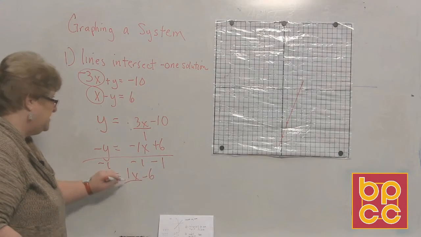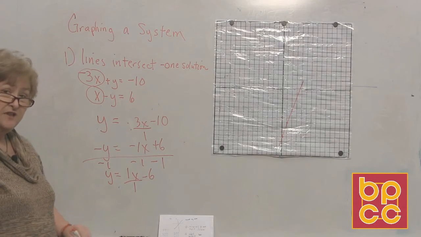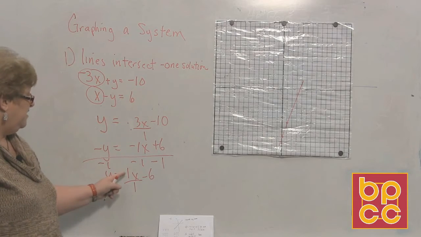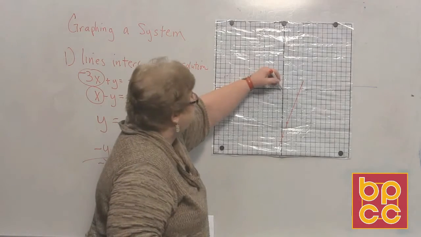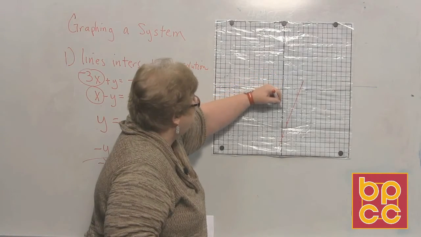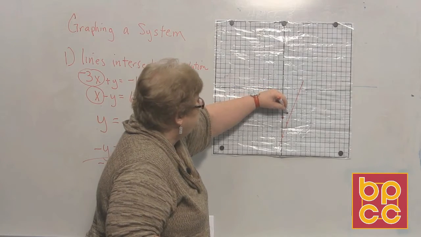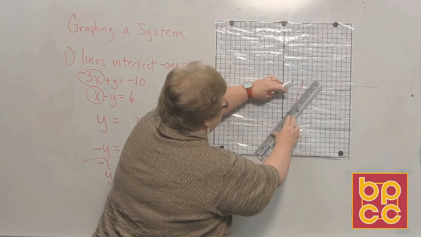You know that slope has to have a bottom, so I'm going to put a positive 1 underneath there. This says go to a negative 6, and from there up 1 and to the right 1. So let me go to a negative 6. 1, 2, 3, 4, 5, 6. Up 1, to the right 1. And we're going to draw our line.